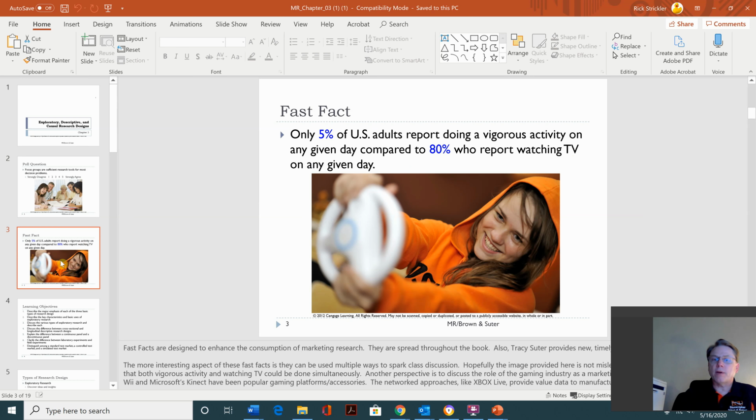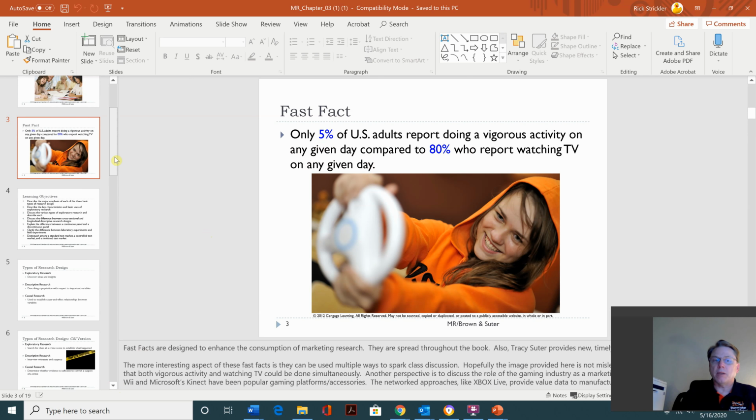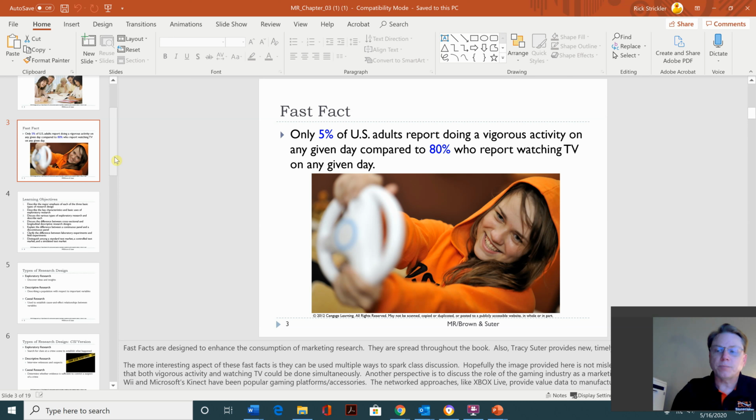Fast fact: only 5% of U.S. adults report doing a vigorous activity on any given day, compared to 80% who report watching TV on any given day. It'd be really interesting to do the same research during the shelter in place that's been going on and see what the numbers are now. You could have a hypothesis going either direction as to whether this is higher or this is higher. It all depends, and it would be interesting to see if there's a difference from one state or one part of the state to another, depending on how big of an area you want to cover for your research.